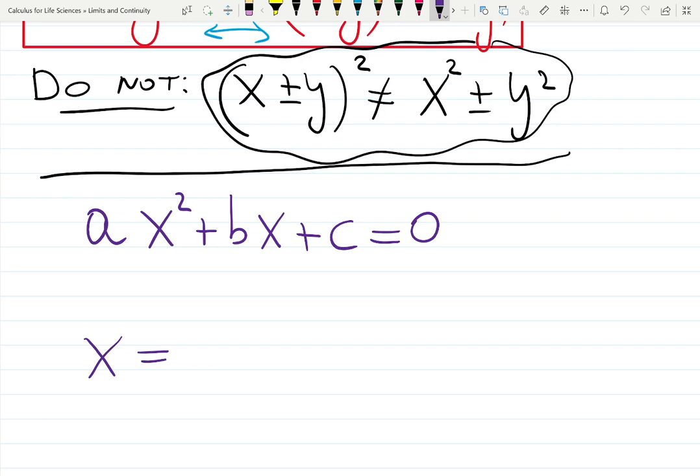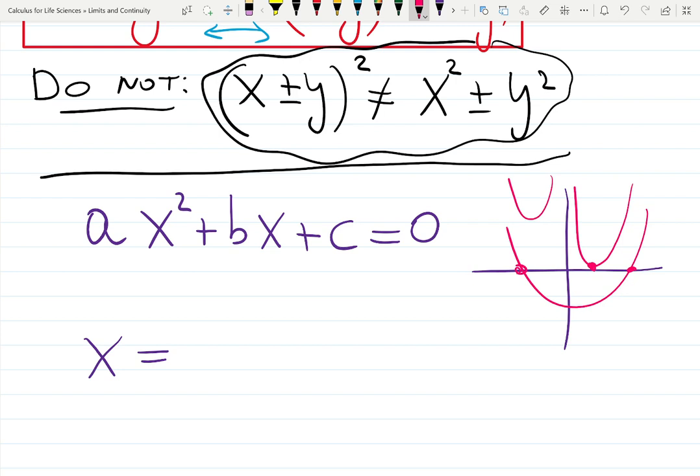That is basically where the parabola is crossing the x-axis. Maybe it's crossing twice, then there are two solutions. Maybe it's crossing only once by touching it with a vertex. Or maybe it's floating in the air, then there is no solution. So, three cases. Of course there are solutions in the imaginary numbers, but we don't really go there in this class.